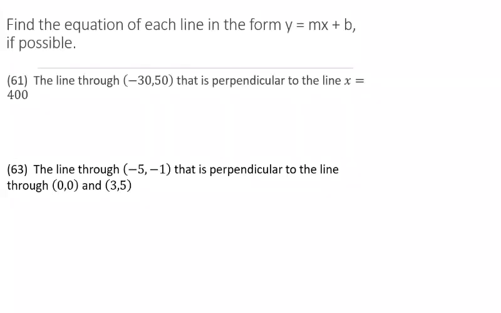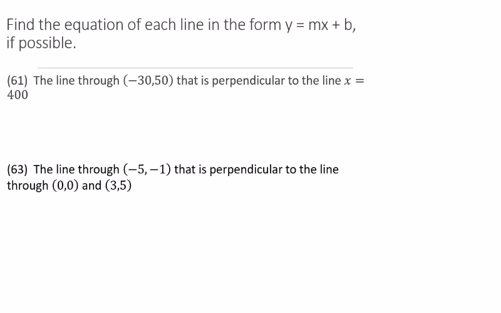All right, here are a couple more bonus examples just to give you a little more variety. Find the equation of each line in the form y equals mx plus b if possible. So 61, we have the line through negative 30, 50 that's perpendicular to the line x equals 400.